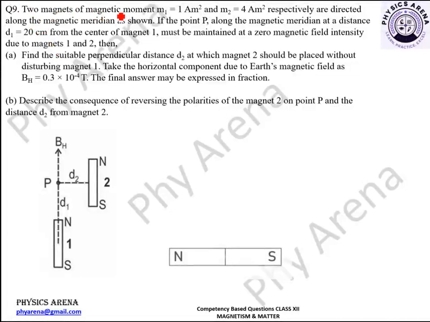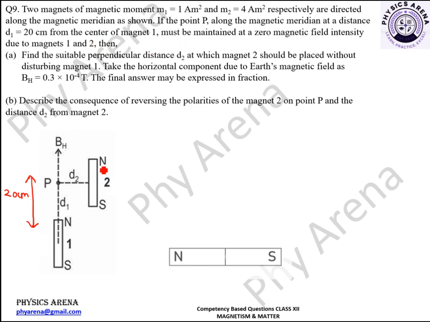Question 9. Two magnets with magnetic moments M1 equal to 1 ampere meter square and M2 equal to 4 ampere meter square are directed along the magnetic meridian as shown in the figure. If P is the point along the magnetic meridian at a distance d1 equal to 20 centimeter from the center of magnet 1. So this is the point P. This point P is at a distance of 20 centimeter from the center of magnet 1.